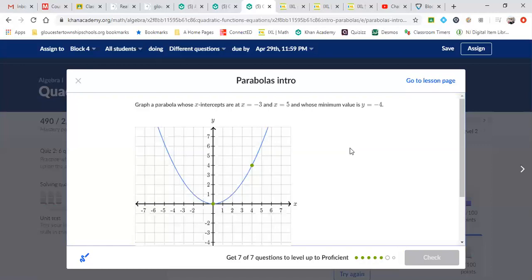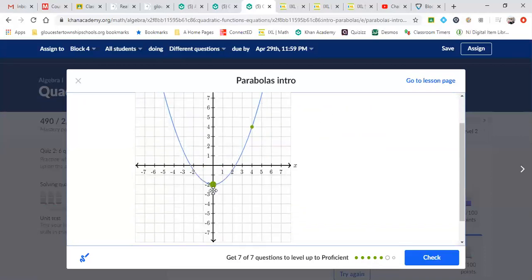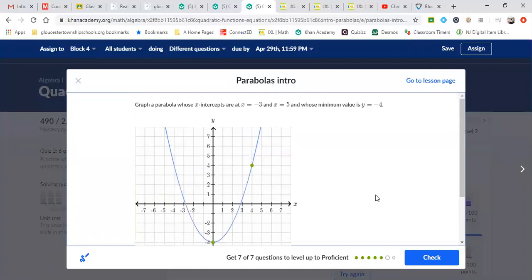Here's where it got fun. X-intercepts are -3 and +5, so it's going to cross the x-axis twice at these two values. And the minimum value is -4. So the minimum value is where my vertex is. I'm going to take that vertex and drag it down to -4. So now my parabola bottoms out at -4.